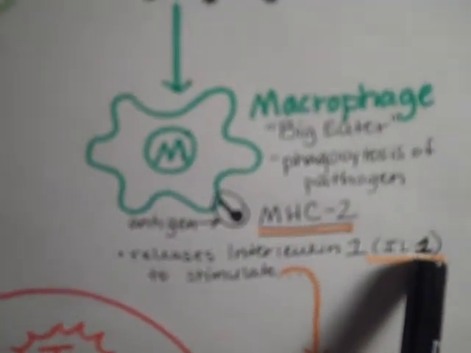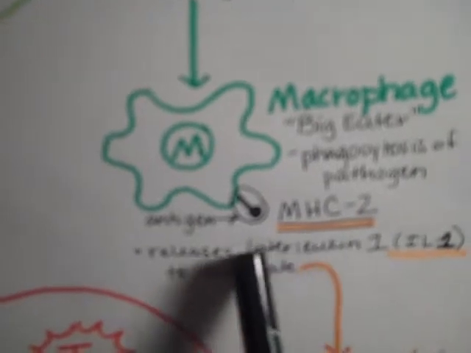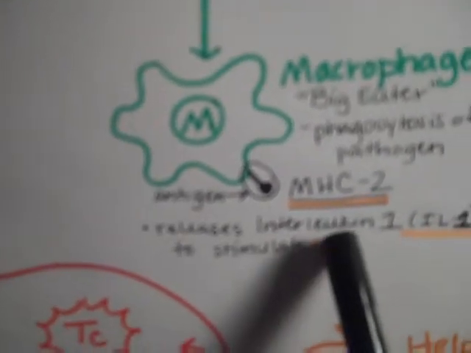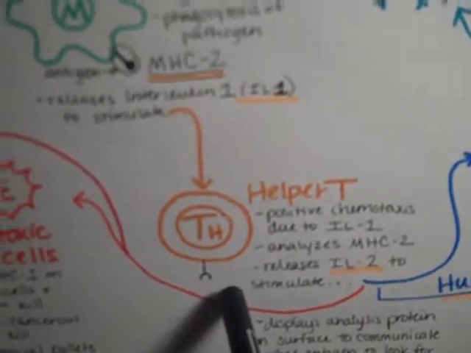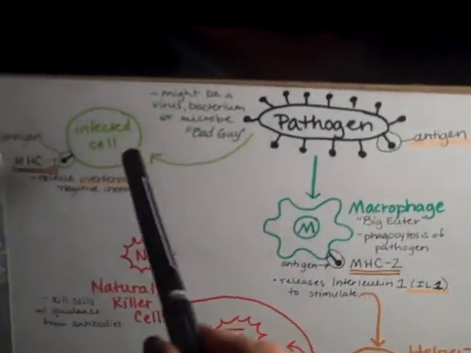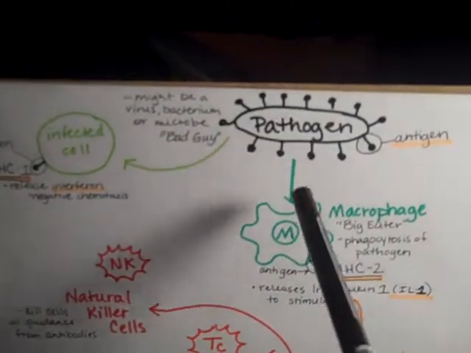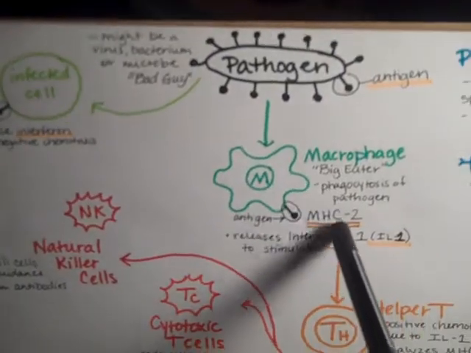At the same time as it's digesting this pathogen and making sure that it's got the antigen placed on its skin, it's going to release a chemical called interleukin-1. We can abbreviate that with IL-1. What that does is that's going to use positive chemotaxis. Positive chemotaxis means movement towards the chemical being released. And that positive chemotaxis is going to stimulate the helper T cell. Okay, so far we've got the pathogen that can infect a regular cell, the pathogen running into the macrophage, and this will set in motion another step.